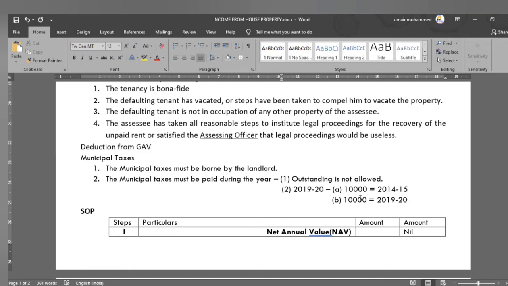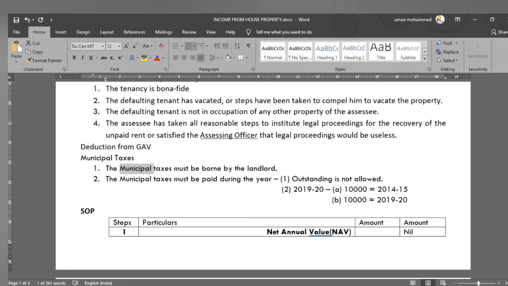So, do you think is this allowed? The rule says yes. You can claim deduction for municipal tax paid pertaining to any year. Need not necessarily be the previous year. But what is important here is outstanding cannot be claimed as deduction, and it has to be paid by the landlord. Tenant or any other person cannot pay for it. So if these two conditions are met, you can claim municipal tax.